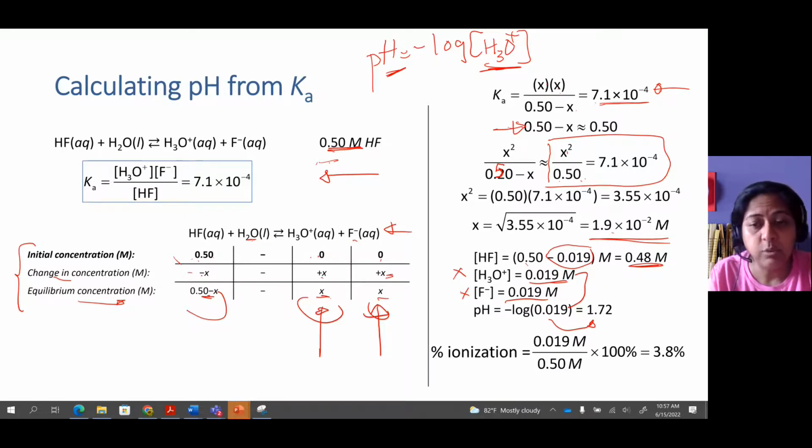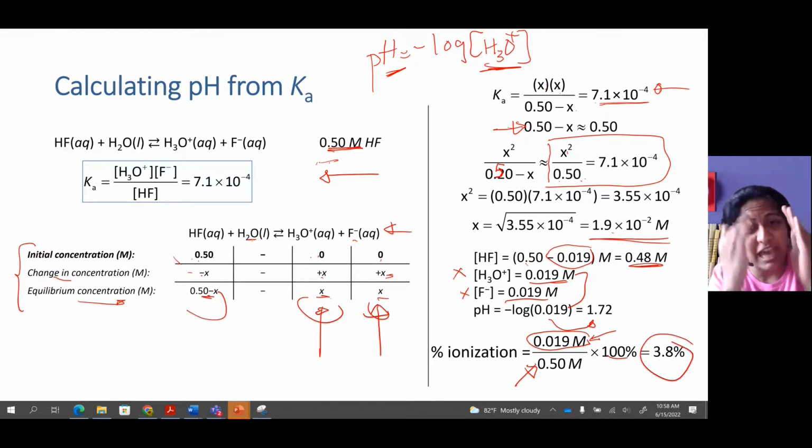And then we calculate the percent ionization. This is the initial concentration and this is the amount of the acid ionized. Multiplied by 100, look, only 3.8% of the acid was ionized to its conjugate base and hydronium ions. So that ionization is very low.